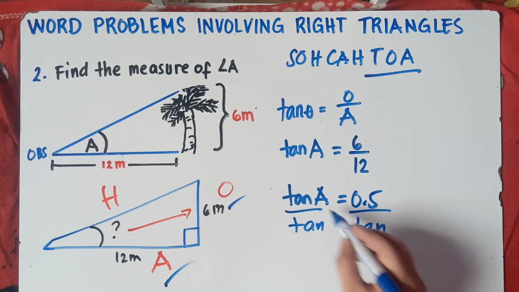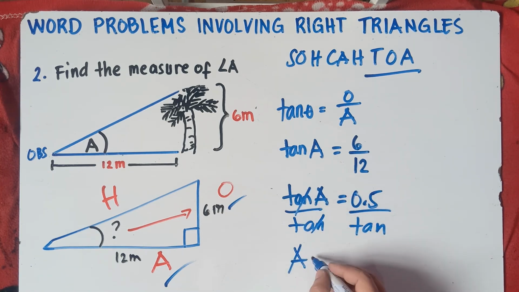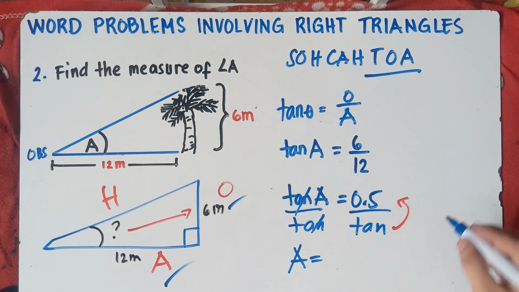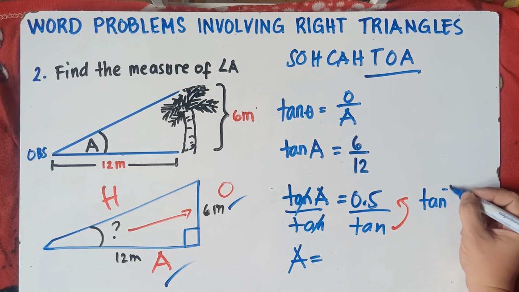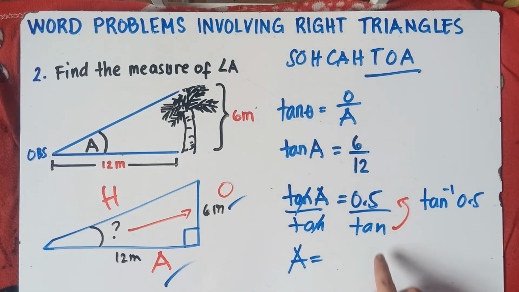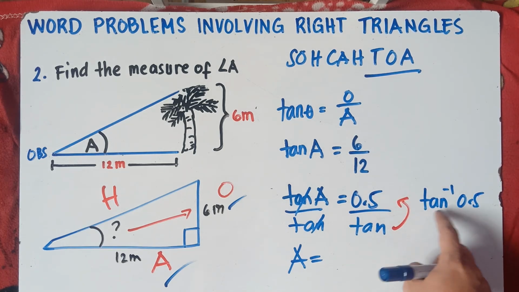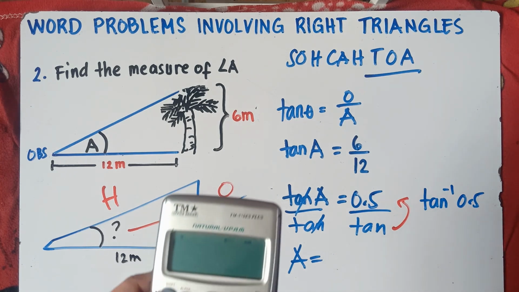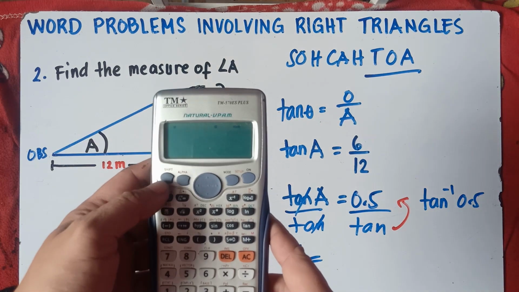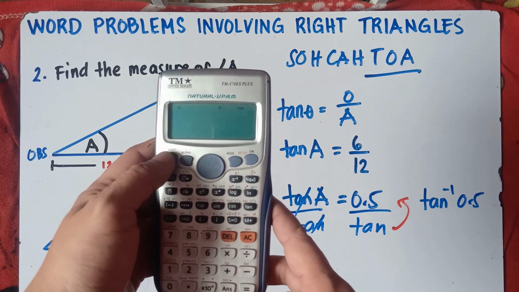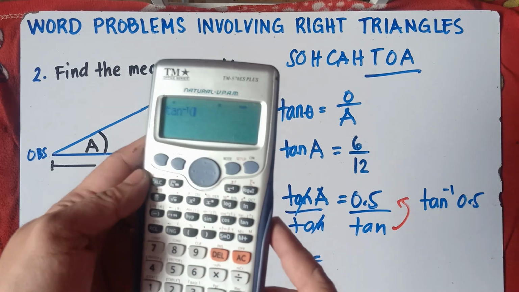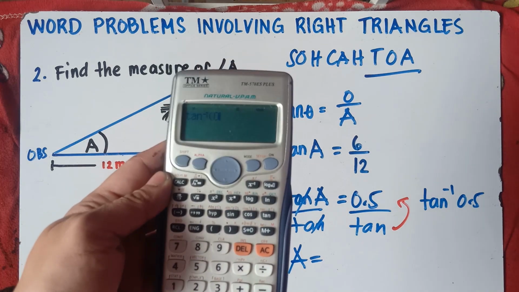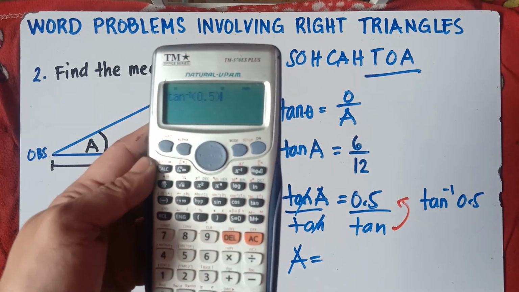Divide by tangent. Cancel this out. And A equals, now you put this tangent on the top, and this will be inverse tangent. Then 0.5. Once again, you put this tangent on the top and it will be inverse tangent. So to press inverse tangent on the calculator, you press shift, beside this alpha, class, shift, then tangent. So you will have tangent raised to the power of -1.